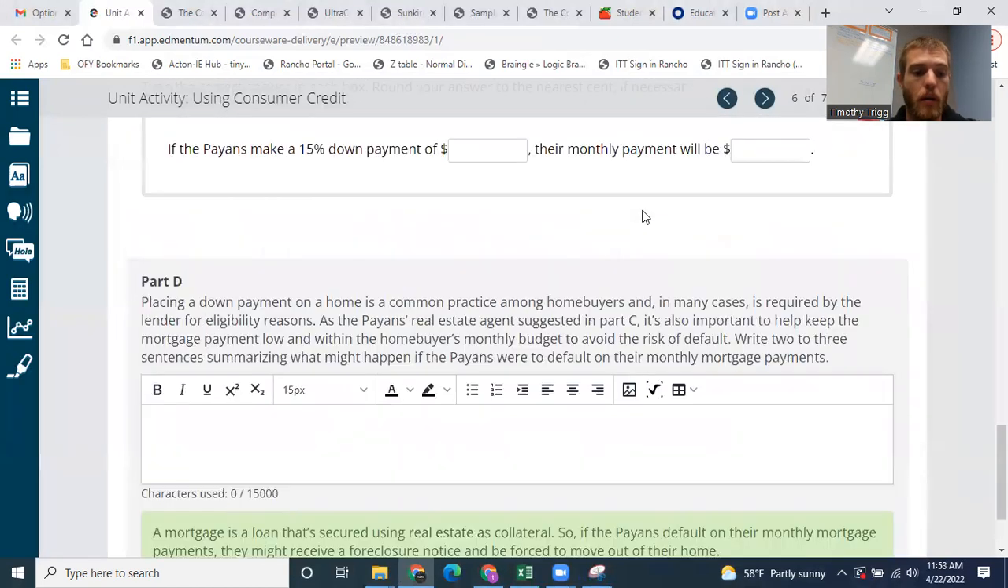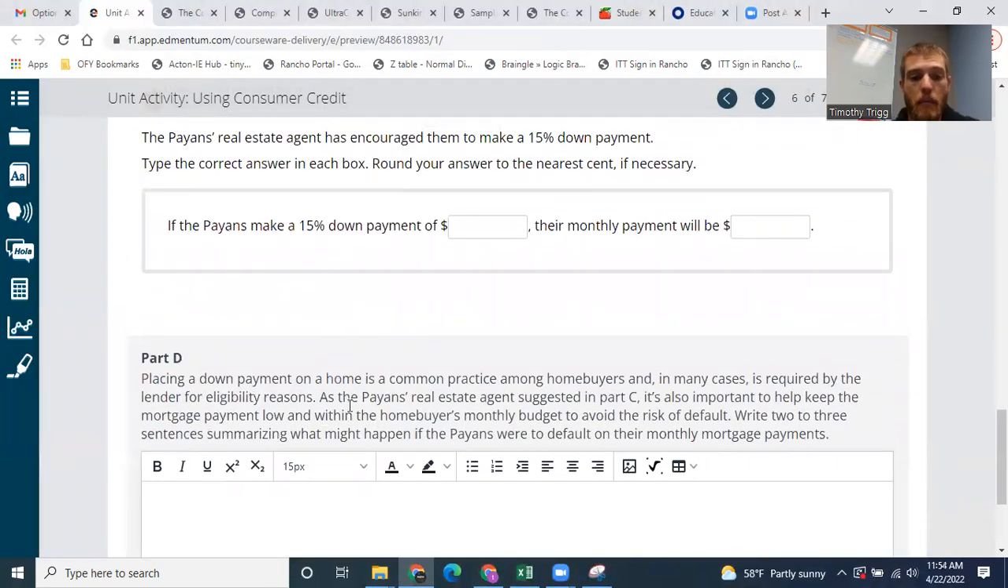Okay, cool. Part D. Placing a down payment on a home is a common practice among home buyers and in many cases is required by the lender for eligibility reasons. As the Pines' real estate agent suggested in Part C, it's also important to help keep the mortgage payment low and within the home buyer's monthly budget to avoid the risk of default. Write 2 or 3 sentences summarizing what might happen if the Pines were to default on their monthly mortgage payments. To default means that they don't make the payments, okay? So what happens if they just don't make the payments?